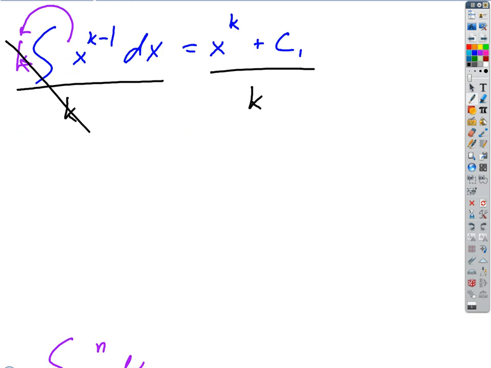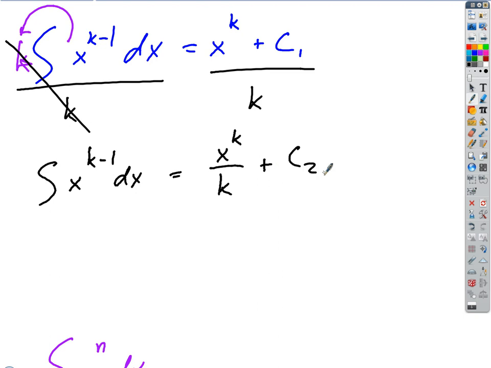And if I do that, over here I'm just left with the antiderivative of x to the k minus 1 dx equals, how am I going to do this? Well, I guess we could write it as x to the k over k plus c1 over k, we'll just call that c2, just some slightly different constant that we still don't know, right? Make sense? Is everybody okay with that idea, the trick I'm playing with the constants there?